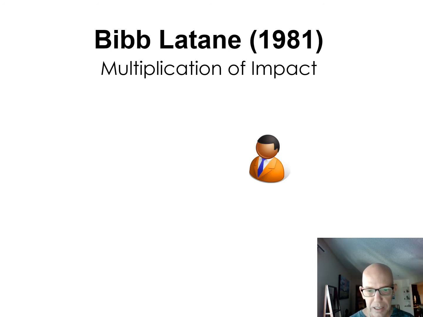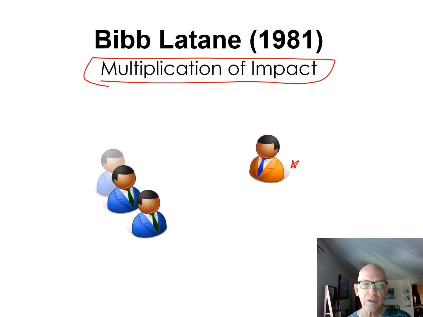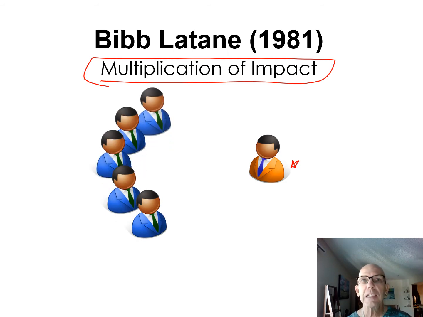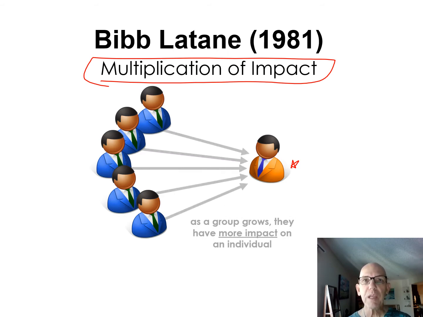So Bibb Latané, one of my favorite people to talk about, talked about the multiplication of impact. And what does that mean? Well, here you have this one person over here. As the group gets bigger and bigger, according to his theory, they exert more influence on this one individual. Just think of it. I use stage fright as an example. If you go in to give a speech and there's only 3 people in the room, you may not be that nervous, but what if there's 3,000? Your stage fright might be multiplied. Okay, so group pressure is what I'm talking about, this multiplication of impact.